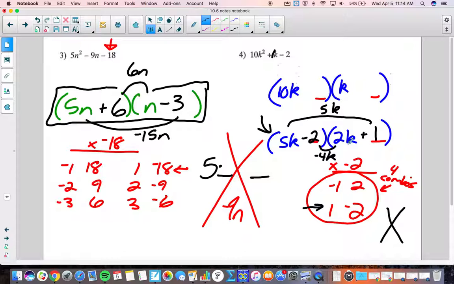If it wasn't, or if I had things switched around, it wouldn't give me +1k, and I'd just keep on guessing and checking.